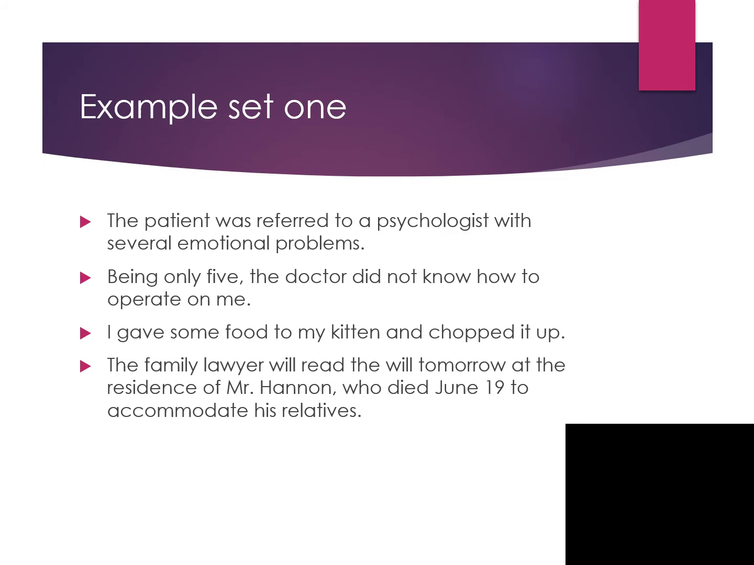Let's take a look at the first set of examples, okay? The first one: the patient was referred to a psychologist with several emotional problems. Now, is it the psychologist here who has the emotional problems or the patient? The reason this kind of thing is important is we talked about ambiguity in class, the idea that something in front of us could have two different ways of looking at it or two different readings. And as you can see, that sentence can be read the wrong way.